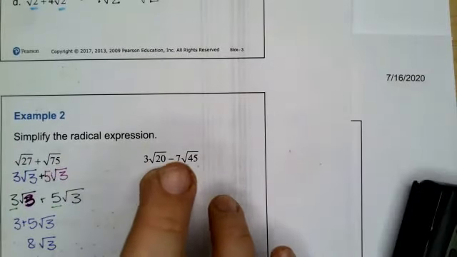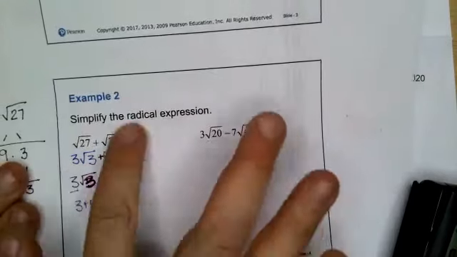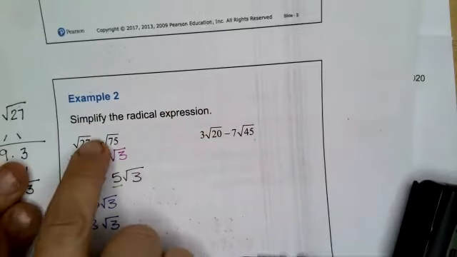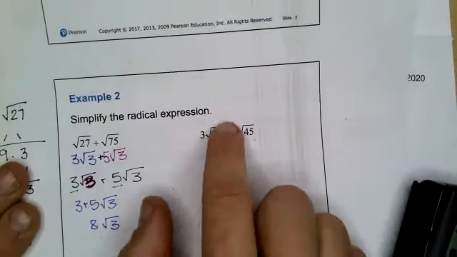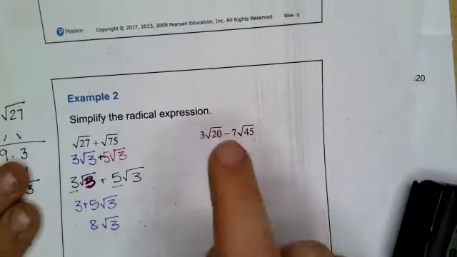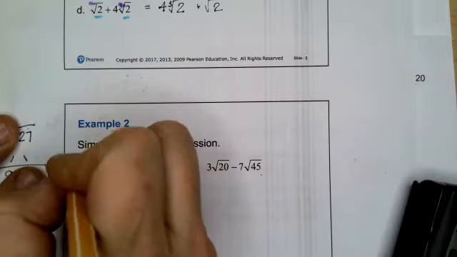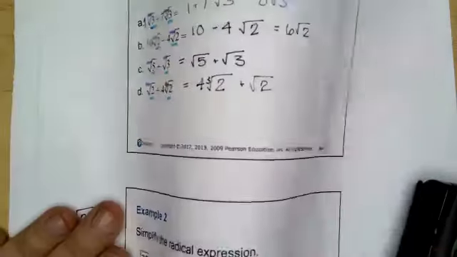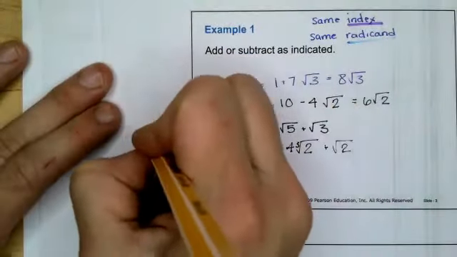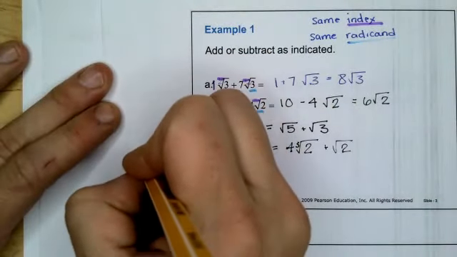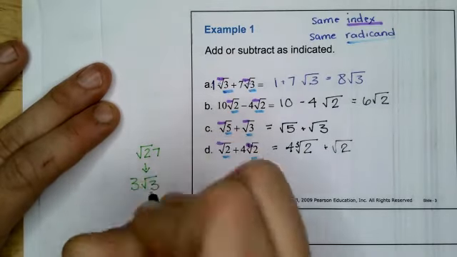Now I have 3 square root of 20 minus 7 square root of 45. So this is even more complex than this one, because this one we didn't have any number in front, right? Here we're going to simplify square root of 20 and we already have a 3 in front. So when you have a number in front, we know that the square root of 27 becomes 3 square root of 3, right?